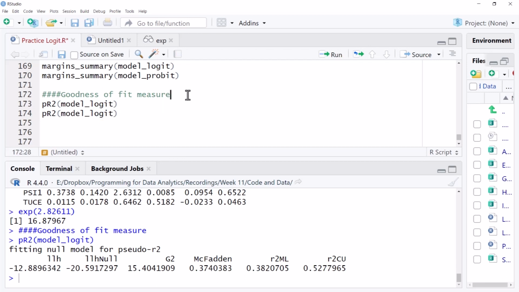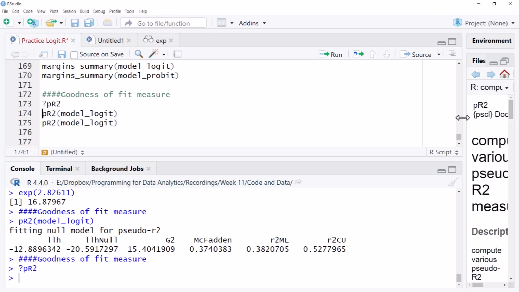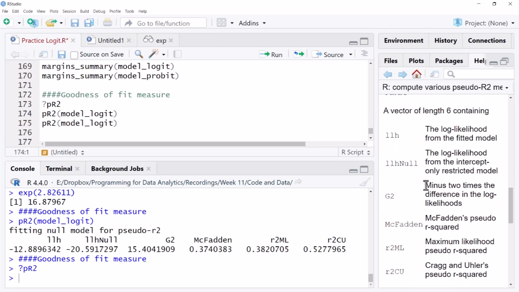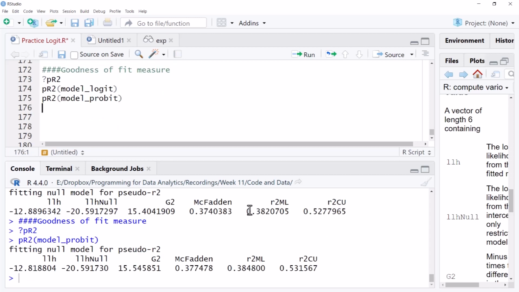You can type a question mark and have a look in more detail at what exactly this function has to offer, what kind of goodness of fit measures it offers. In any case, we are focusing more on G2, which is log likelihood, and McFadden. So we'll compare both for logit and probit. McFadden gives us a pseudo R square of 37% in both cases, and likelihood values are similar. That means logit and probit are giving us a similar kind of fit.